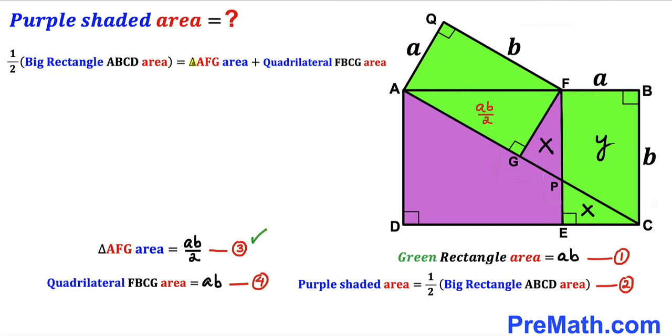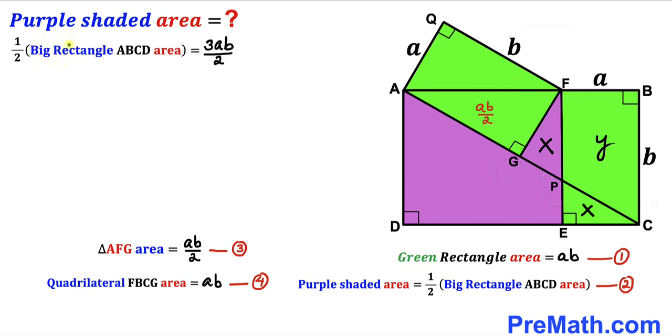And from equation 3, we know the area of this triangle AFG is A times B divided by 2. And the area of this quadrilateral FBCG is A times B from this equation 4. So therefore I'm going to substitute this area by A times B over here, as you can see in this next step. And if we add both of them, that is going to give us 3 times AB divided by 2. So thus the half of this big rectangle ABCD area turns out to be 3 times AB divided by 2.